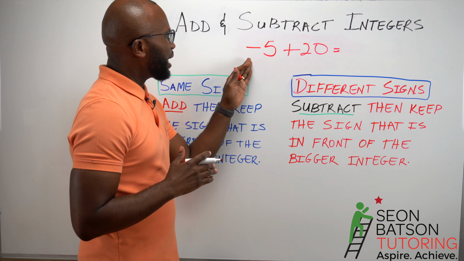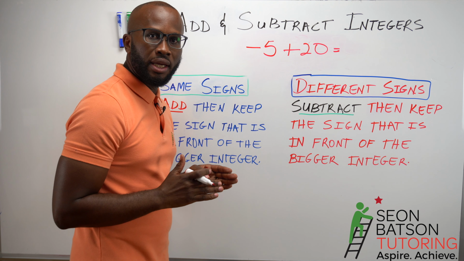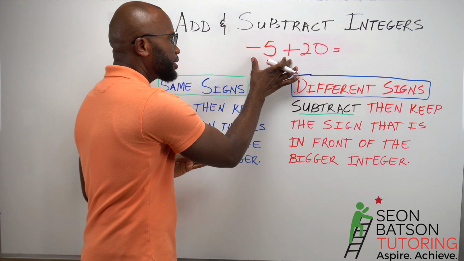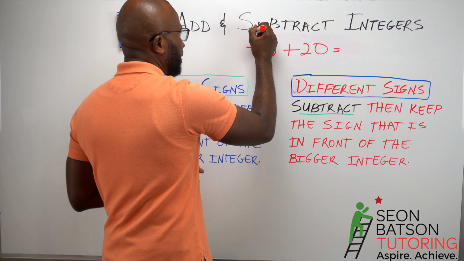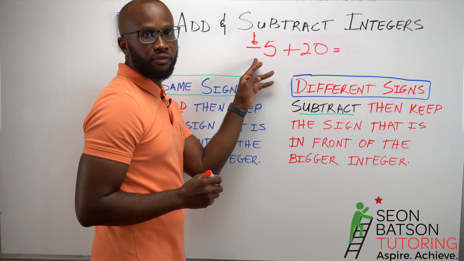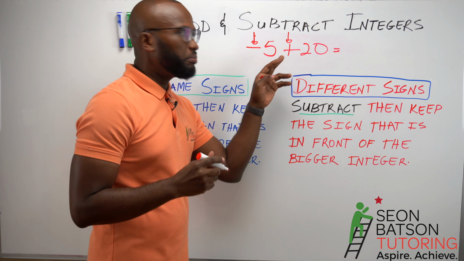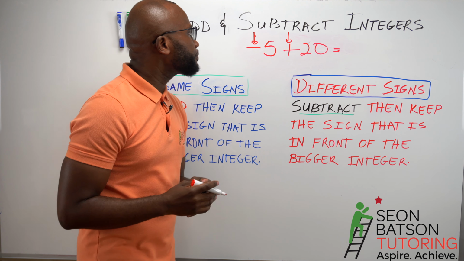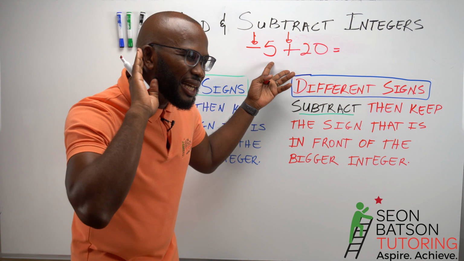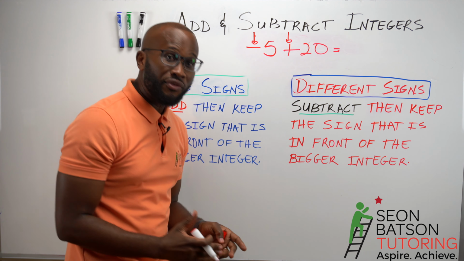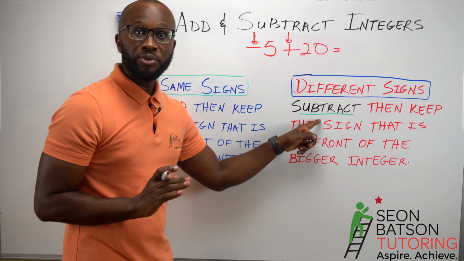We have negative 5 plus 20. So the very first thing we want to do is examine the signs that are in front of the integers. The sign in front of the 5 is negative. The sign in front of the 20 is positive. Plus or positive, same thing. Therefore, our two signs are different. So because they're different, we are going to subtract.